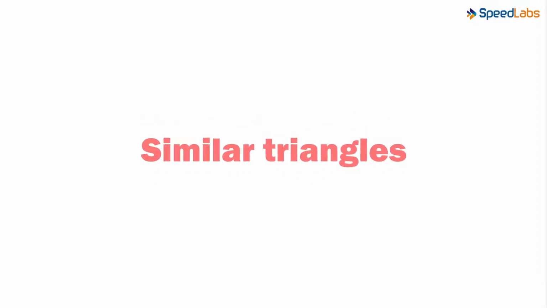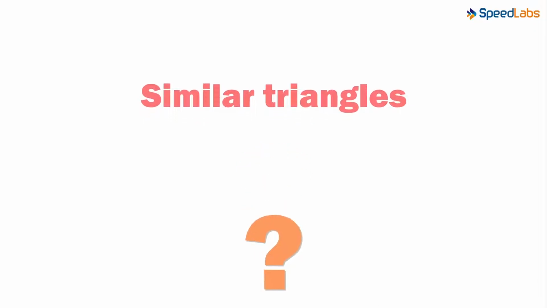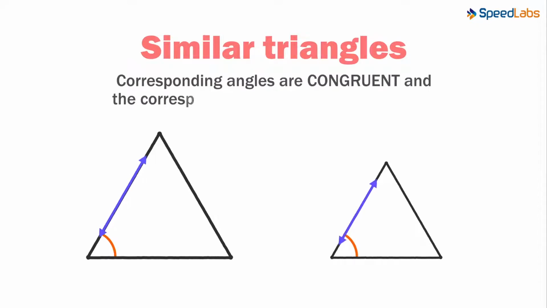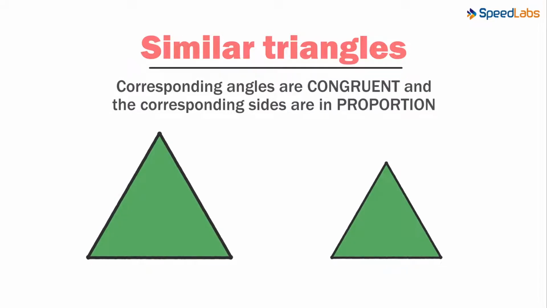We have heard about similar triangles, right? How do we understand them? By definition, two triangles are said to be similar if their corresponding angles are congruent and the corresponding sides are in proportion. So these two triangles you see on the screen are similar triangles.